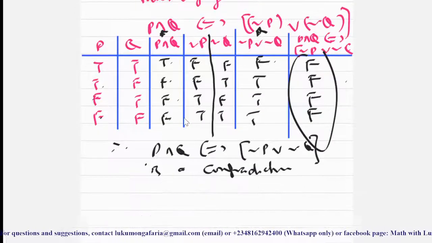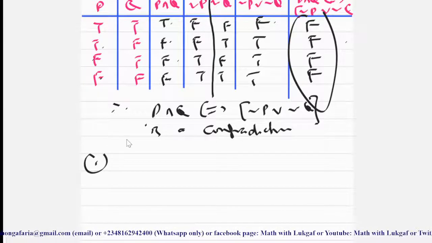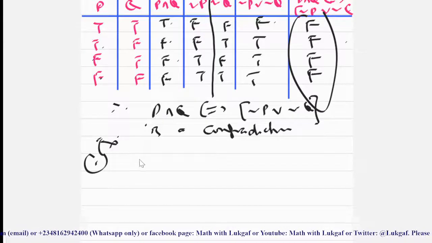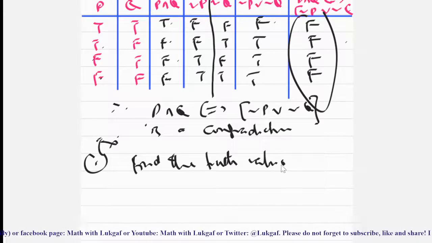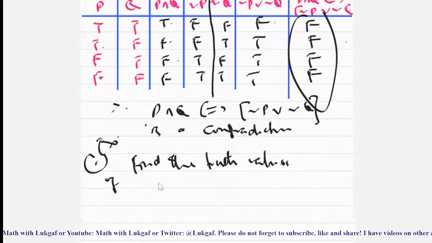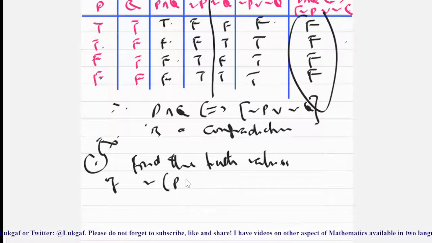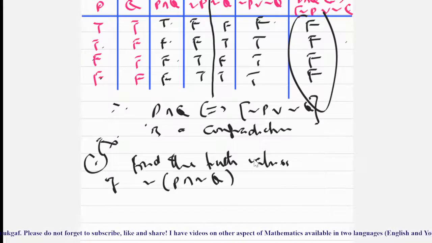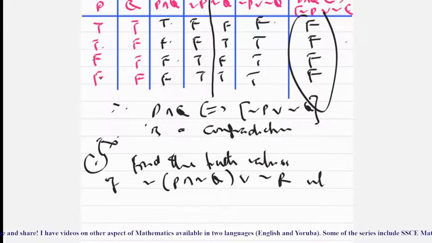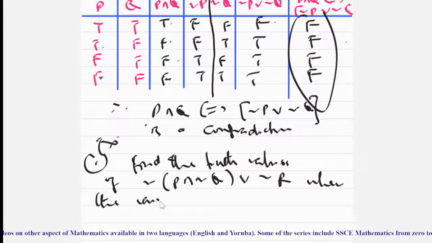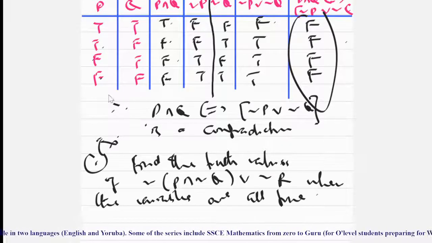Okay, can I give you another question? Another question is number one. That's an example you can prove by using this. You have to find the truth value. What will be the truth value of P and Q or R when the variables are all true? You don't need to draw a truth table for this.